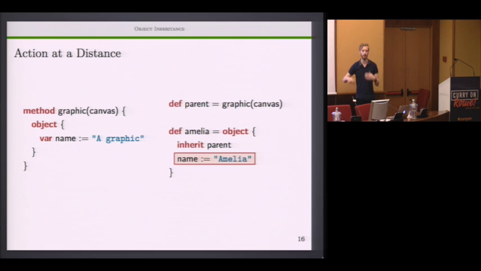So we've called Graphic already. We've given it a name somewhere else, and then Amelia inherits from it. And then Amelia sets her name to be Amelia. And the problem is that if there are any other objects that also inherit from parent, you've just set all of their names to be Amelia. And if they also set their names, then they set Amelia's name to be whatever they need to set it to.